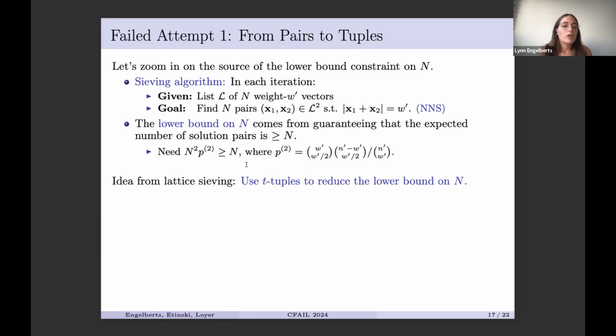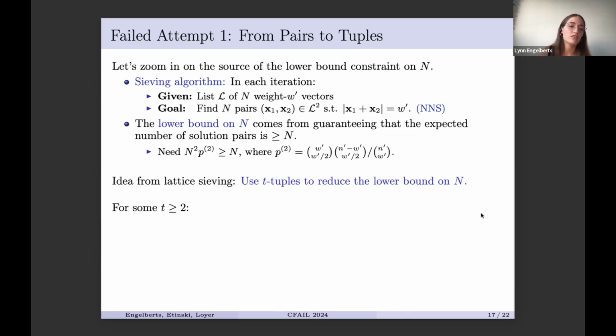So what we know from lattice sieving is that it can help to use t-tuples instead of pairs to reduce the lower bound on capital N. In lattice sieving, a similar near neighbor search problem appears, as the one I highlight here. It's somewhat different, but it is of a similar form. So maybe this helps also for codes.